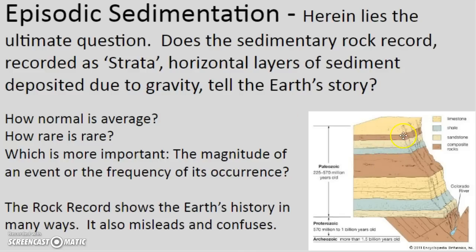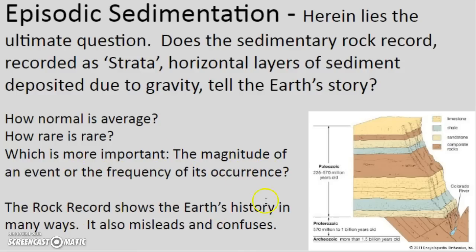But the question is a very unique one that I like to end this on. So herein lies the ultimate question. Does the sedimentary rock record that we record as strata, right, that we see as this rock stratigraphy, these horizontal layers of sediment deposited due to gravity, do they really tell Earth's story? We need to consider some ideas here. We need to consider how normal is average and how rare is rare. Which is more important, the magnitude of an event or the frequency with which it occurs?